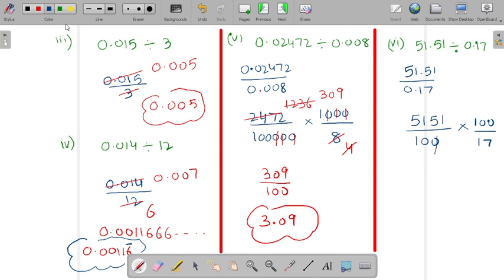Now cancel the term. After cancelling it, you will be getting 51 upon 17. So tell me whether it goes with any number. Yes, it will be cancelled with 17. So 3, and with the 100 it gives 303. So 303 will be the final answer.